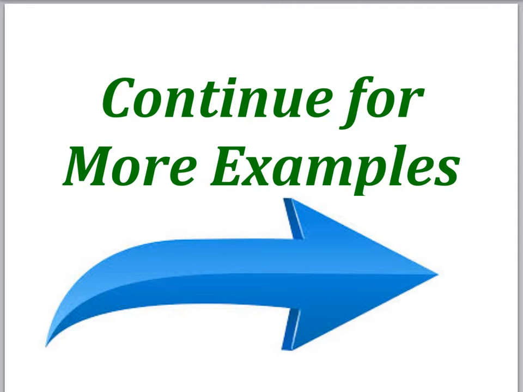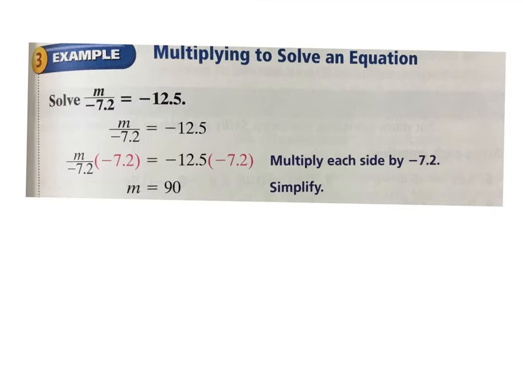Go ahead and continue watching for another example from me. Now, just like when we're working with integers, if it's divided by something, you go ahead and multiply by that same thing to get rid of it, right? The undo operation, the opposite operation idea.